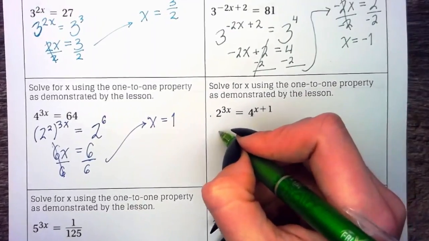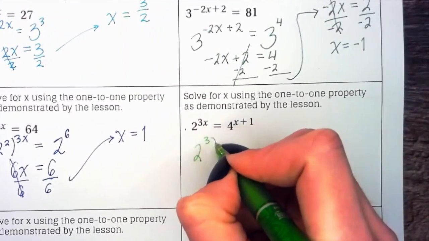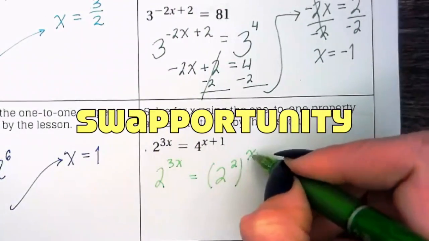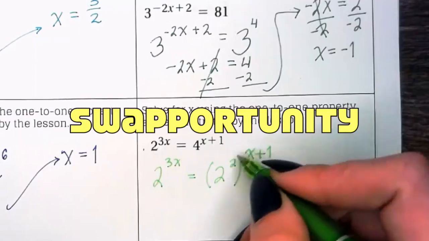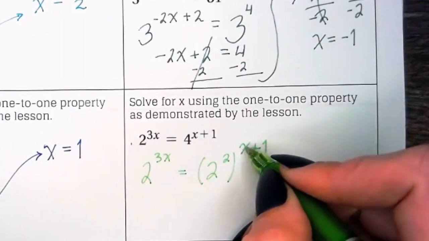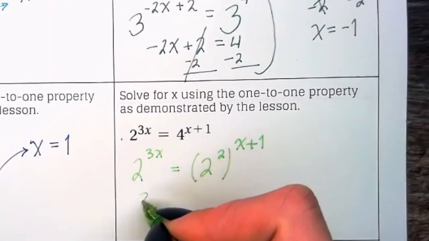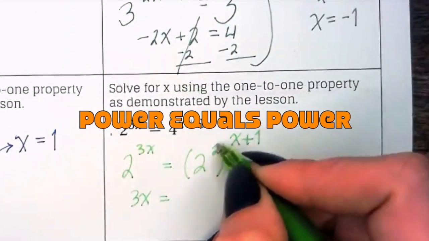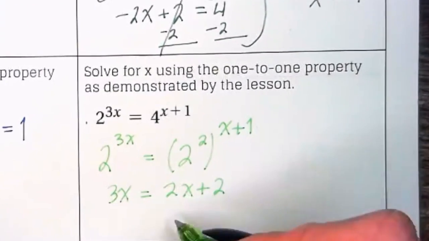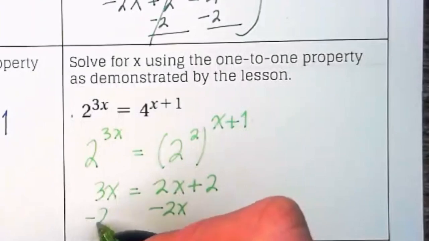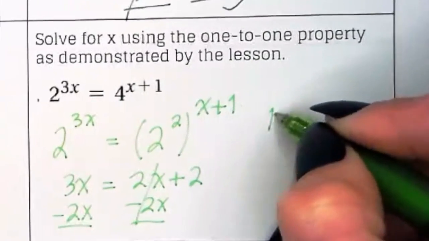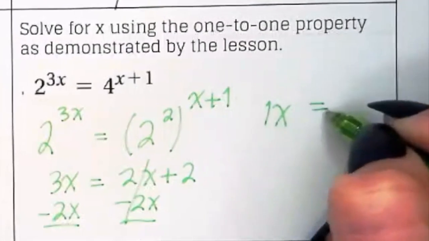Let's do it with 2 again. 2 to the 3x equals 2 to the second to the x plus 1. Common area of error, we're going to have to multiply our powers, but make sure you distribute that 2 to both the x and the 1. This power of 3x must equal this power of 2x plus 2. Subtract 2x from each side. 1x, or x, equals 2.